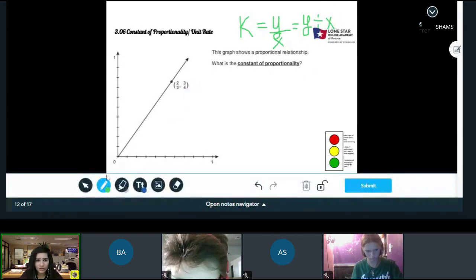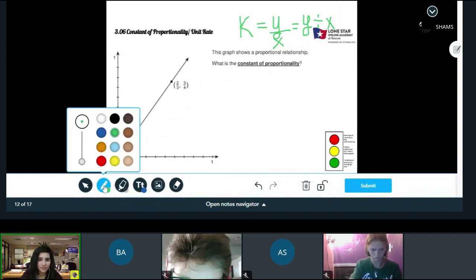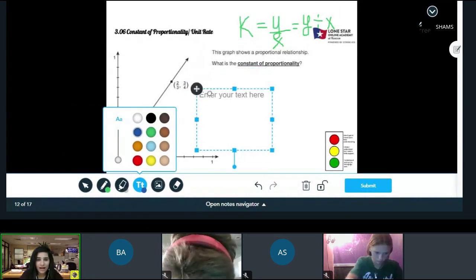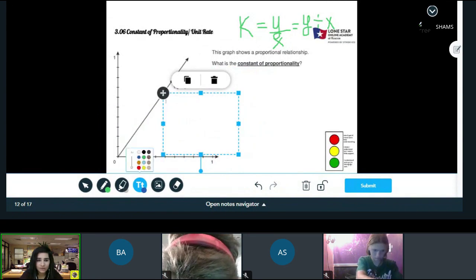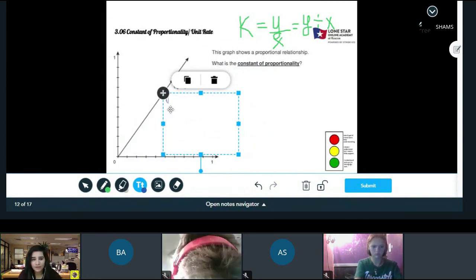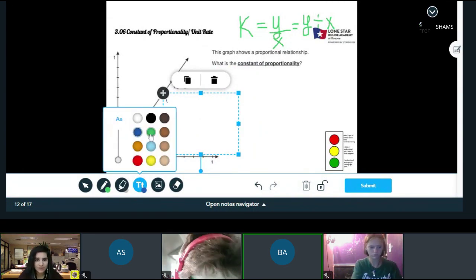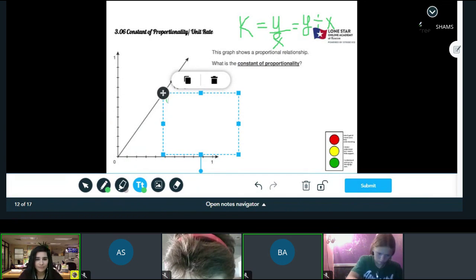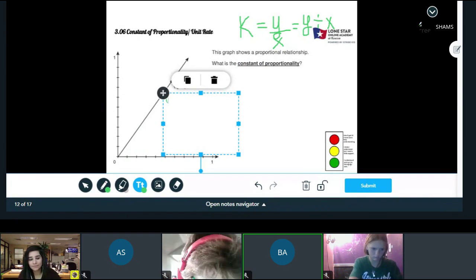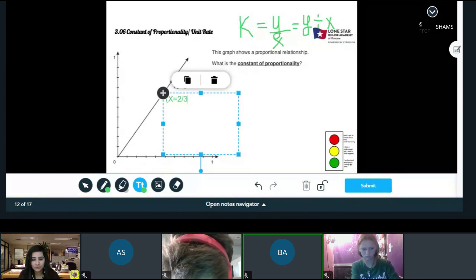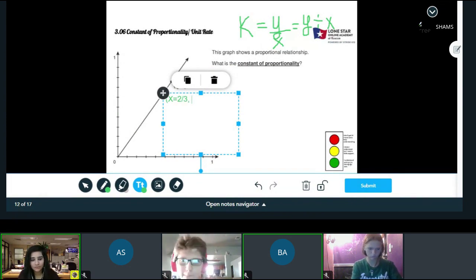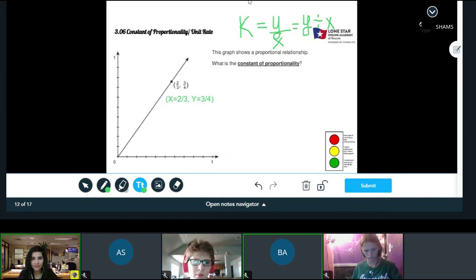Let's look at these points, 2/3 and 3/4. How do I read these points? In these points, I have my X equals 2/3 and my Y equals 3/4. Let me go to the point and see, is that true? It is true, right?